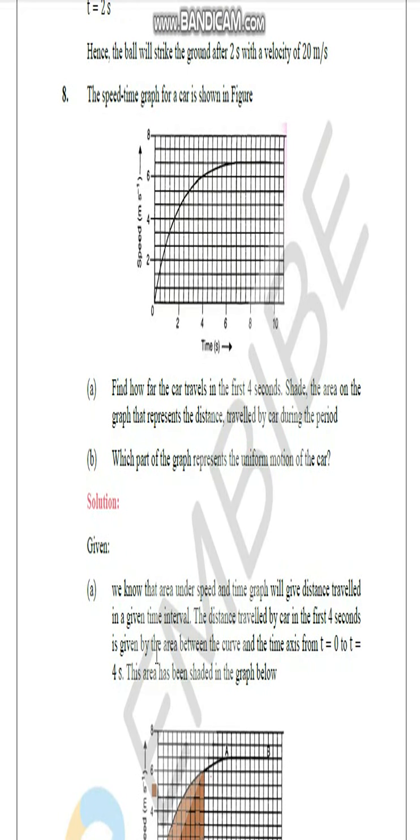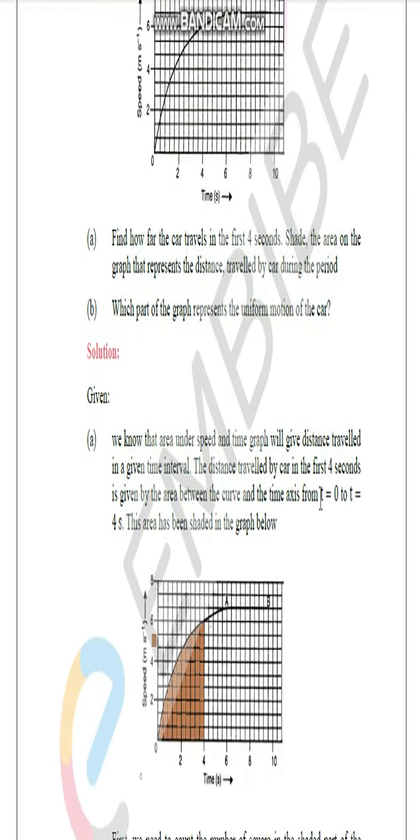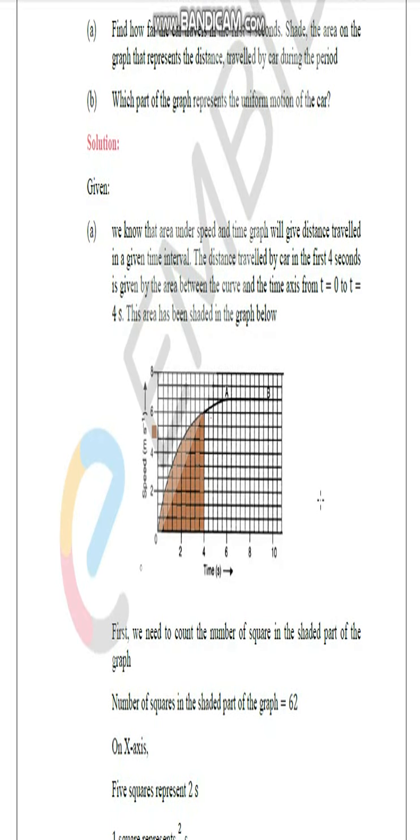Firstly, find how far the car travels in the first 4 seconds. Shade the area on the graph that represents the distance traveled by the car during this period. Next, which part of the graph represents the uniform motion of the car. For the first part, we know the area under the graph is the distance traveled. We have to shade till 4 seconds. I just shaded it.